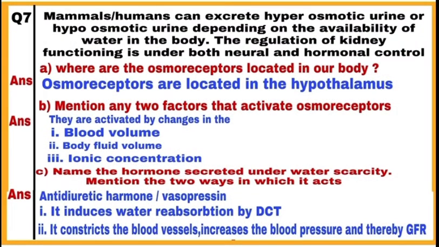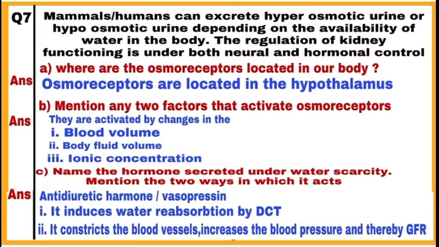Question 7. Mammals, humans can excrete hyperosmotic urine or hypoosmotic urine depending on the availability of water in the body. The regulation of kidney functioning is under neural and hormonal control. Now answer part A. Where are the osmoreceptors located in the body? Osmoreceptors are located in the hypothalamus.